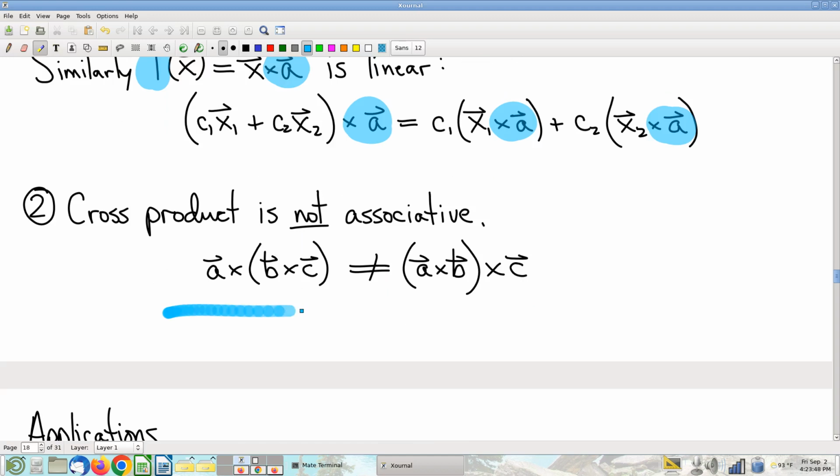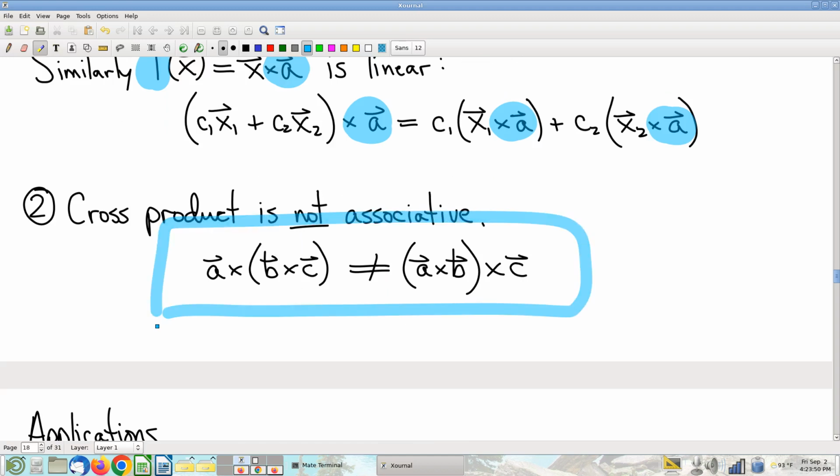And it's not associative. It's kind of like, you remember how matrix multiplication is not commutative? Cross products are not associative. And so this is a landmine. Make sure not to step on this landmine. It's easy to find counterexamples where this just very clearly doesn't work.